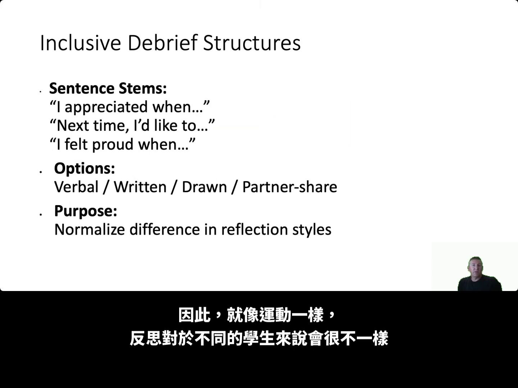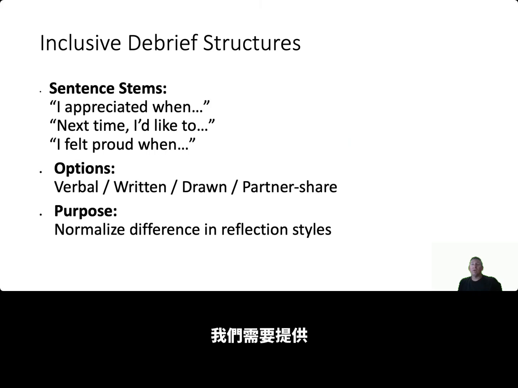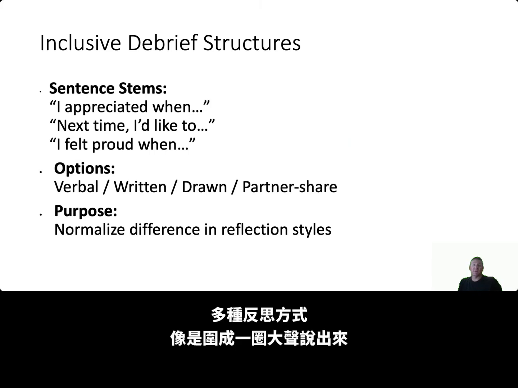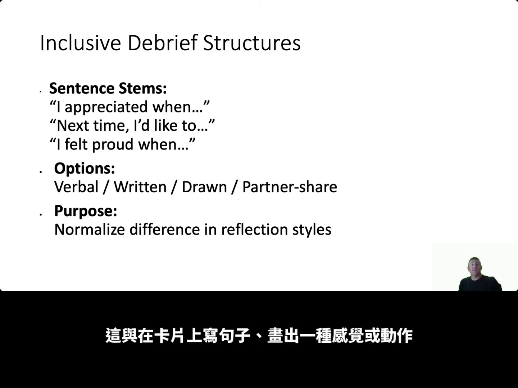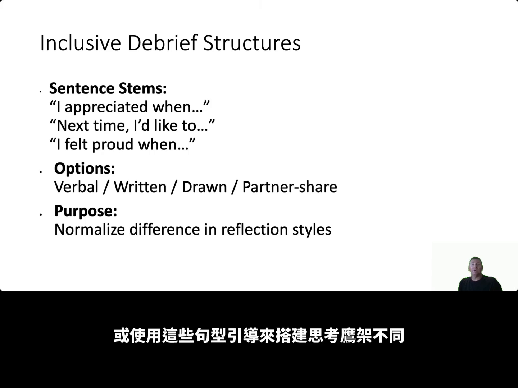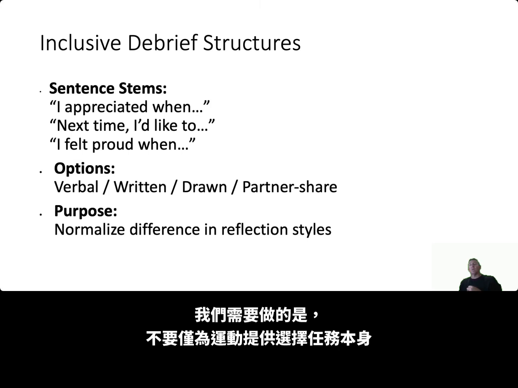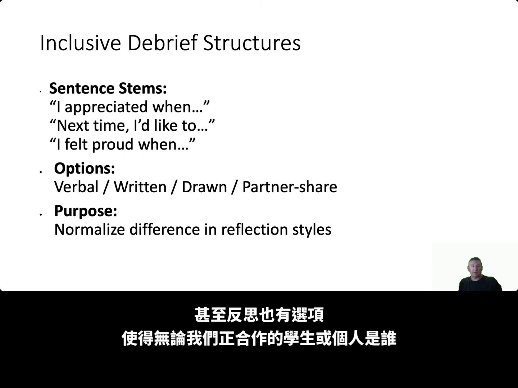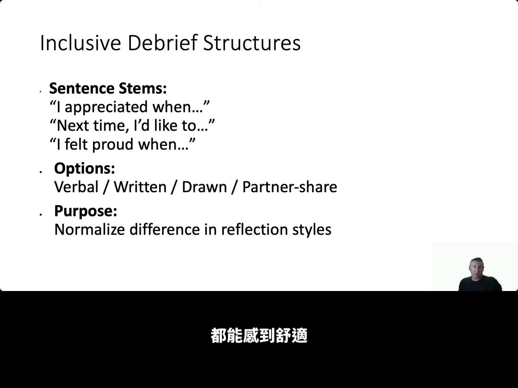So just like movement, reflection can look different for different students. Here we need to offer multiple ways to reflect. Again, speaking loudly in a circle. This differs from writing a sentence on a card or drawing a feeling or a movement, or using those sentence stems to scaffold their thinking. What we need to do is not only provide options for the movement tasks themselves, but options for reflection. Whatever feels comfortable for the student or the individual we're working with.